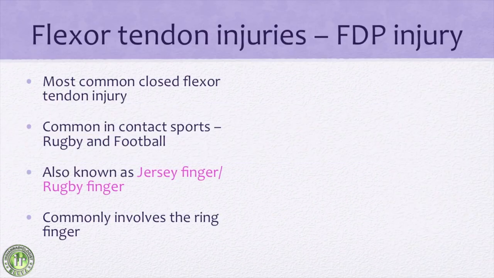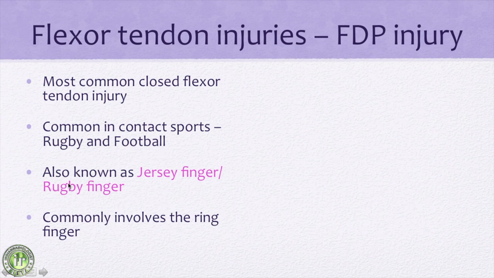Now first we look at the flexor tendon injuries and then we look at the other tendon compartment injuries. In flexor tendon injuries, the most common is the transection or the open wound injuries. In closed flexor tendon injuries, the most common is the FDP or the flexor digitorum profundus injury. It is commonly seen in rugby and football, which are nothing but contact sports.